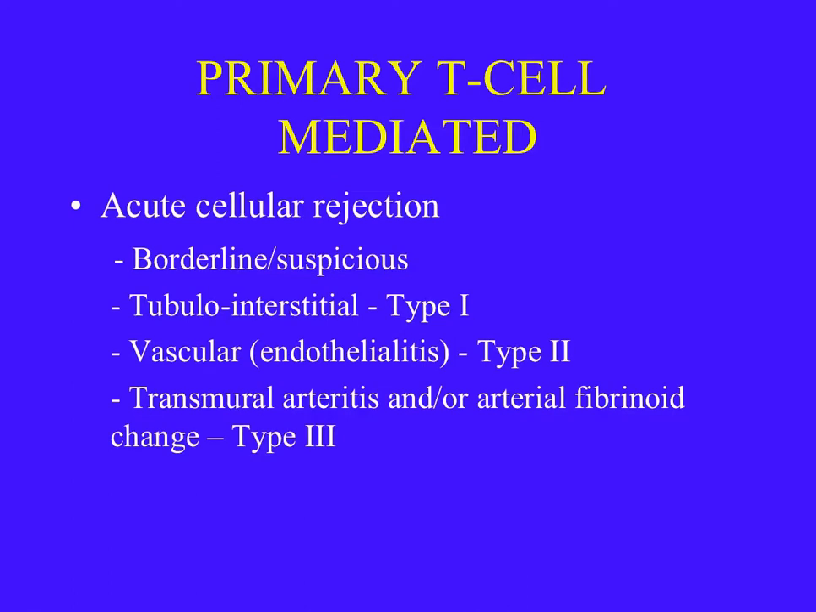Banff recognizes three major categories of acute cellular rejection. Type 1, which refers to disease that is confined within the tubular interstitial component. Type 2, which in addition shows vascular changes such as endothelialitis or endarteritis. And type 3, that displays transmural arteritis and/or arterial fibrinoid type necrosis.